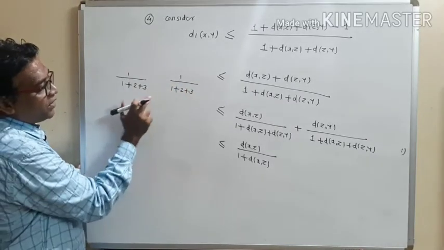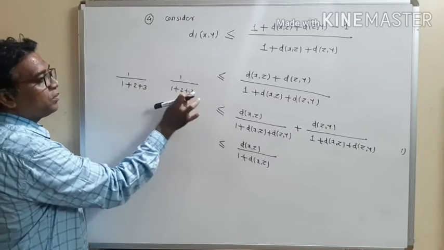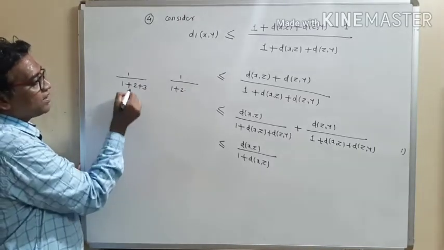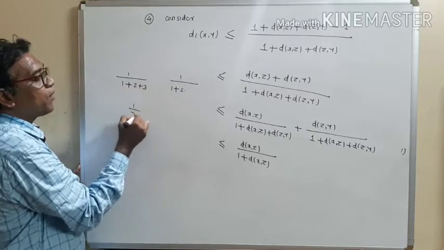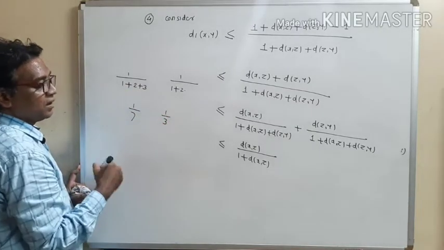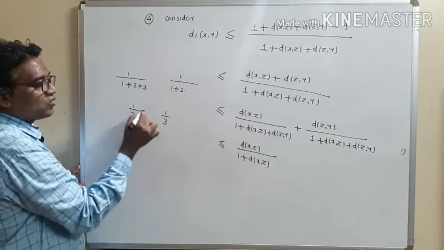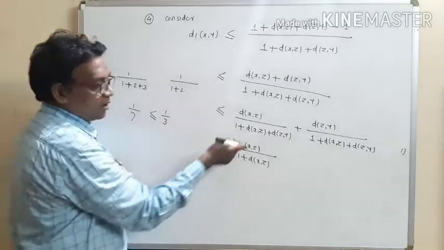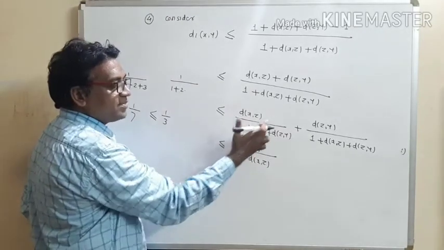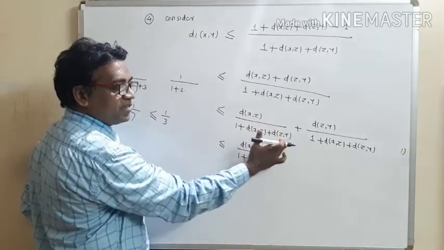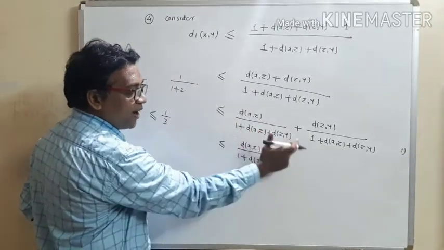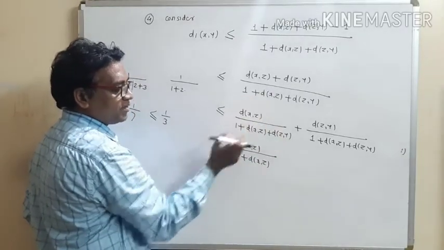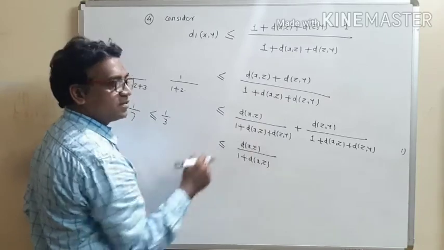Now suppose we remove certain terms, say the third term 3. Then this is 6 plus 1 upon 7, and this is 1 upon 3. This denominator is larger, so obviously this is a smaller term. What is this term? This is dxz divided by 1 plus dxz plus dzy. This numerator is the bigger term, so obviously this above term is less than or equal to this term.